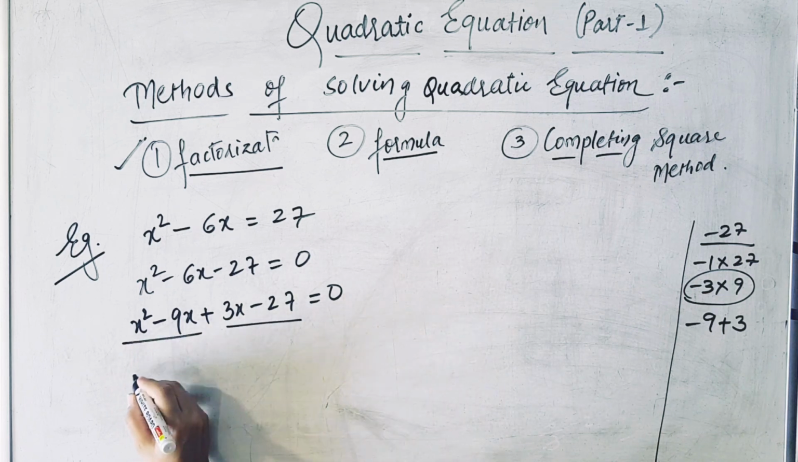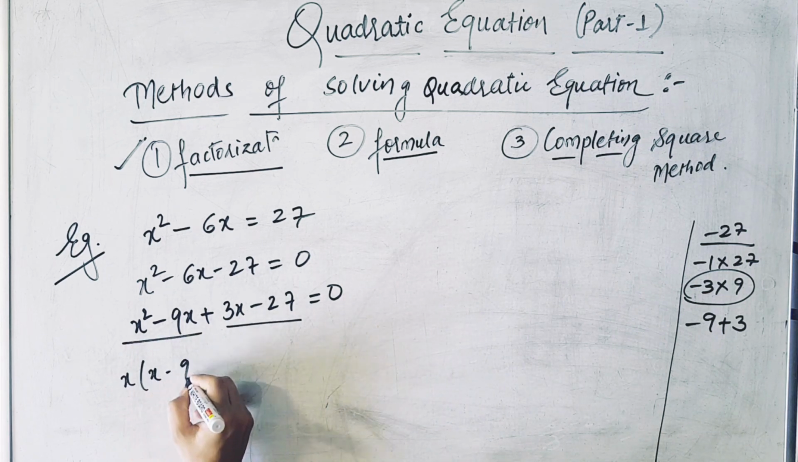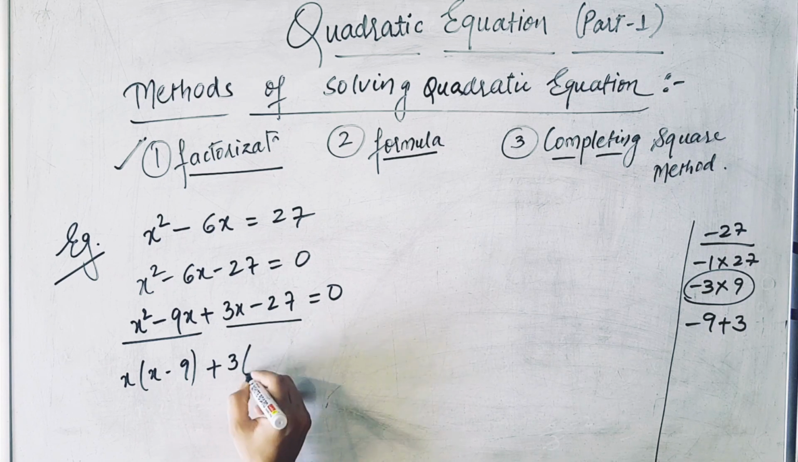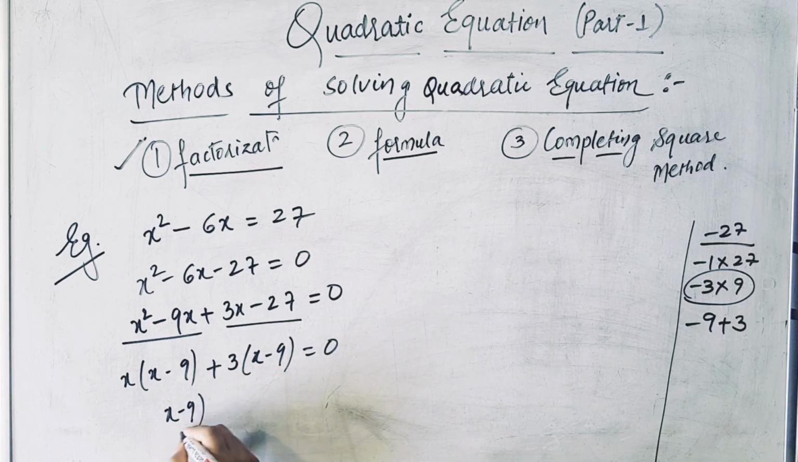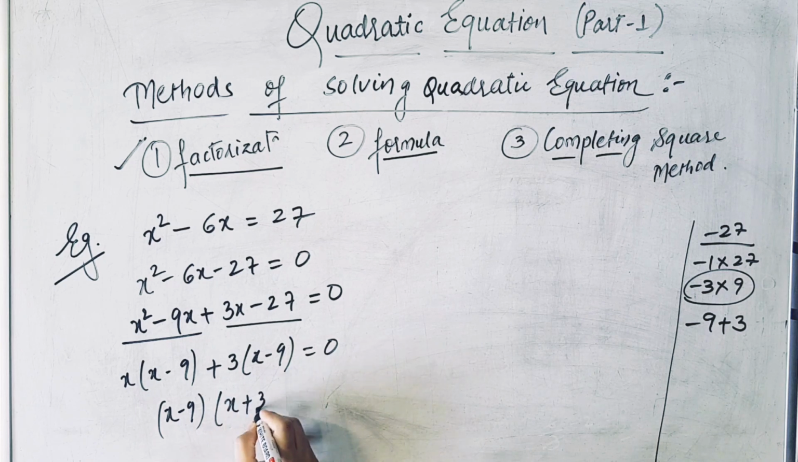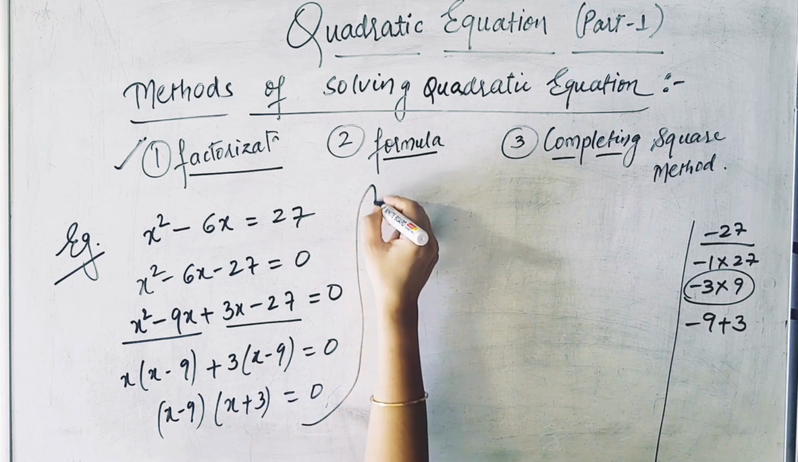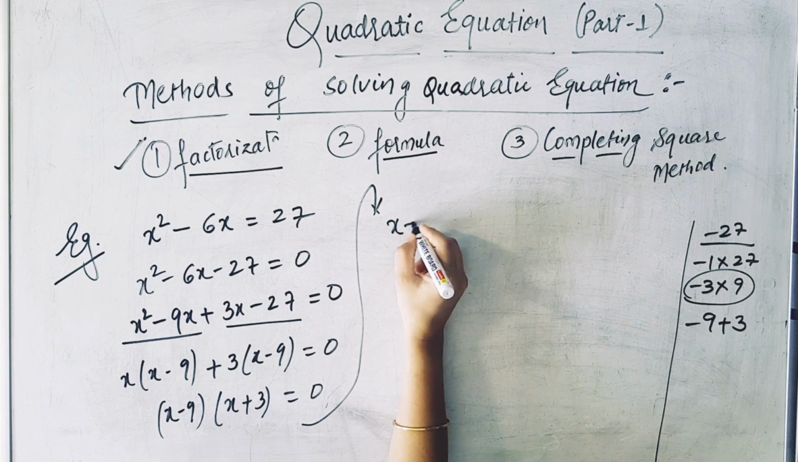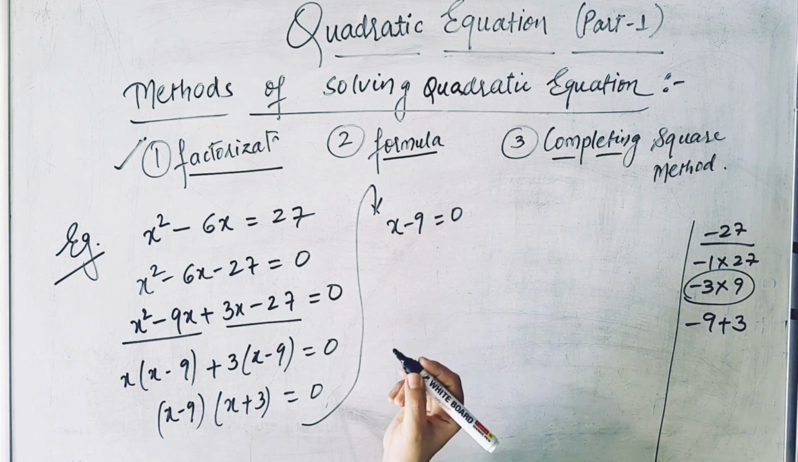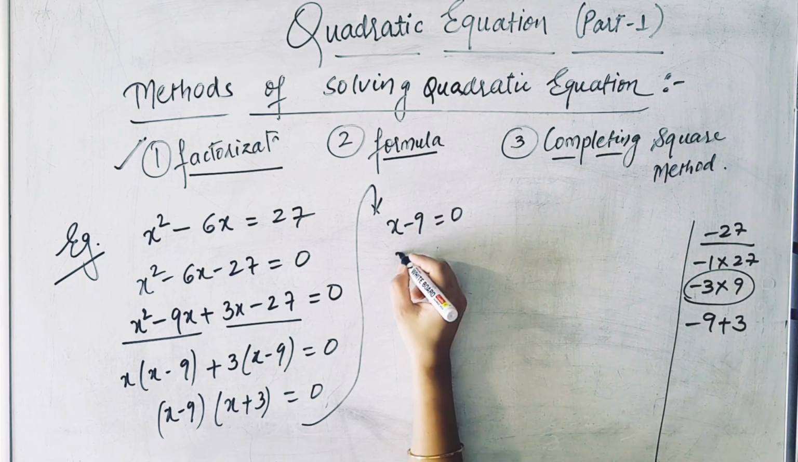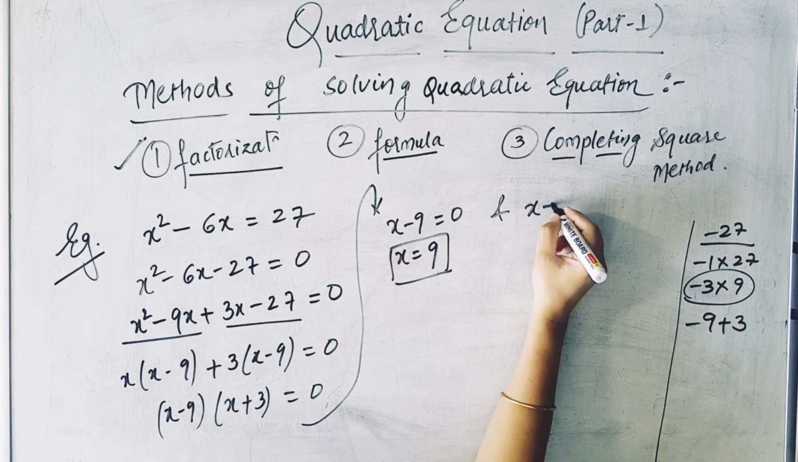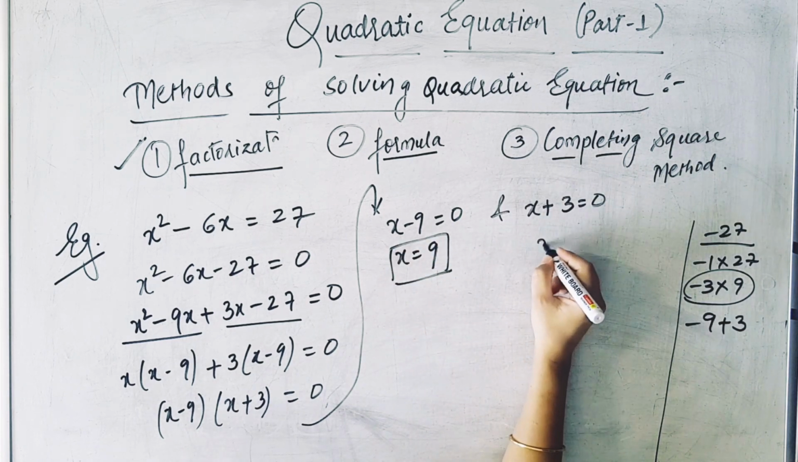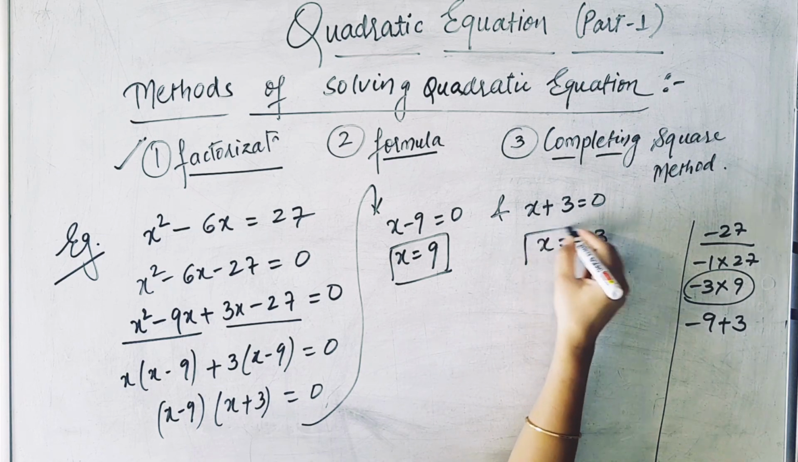So pairing कर लेंगे. x I'll take common. So x I have got, 3 I'll take common. x minus 9. Thus ये quadratic equation हमने solve कर ली. दोनों factors को which we have got इनको equalize करेंगे. 0 के equal will put. So the value of x is what? 9. And x plus 3 is equals to 0. So x is equals to minus 3.